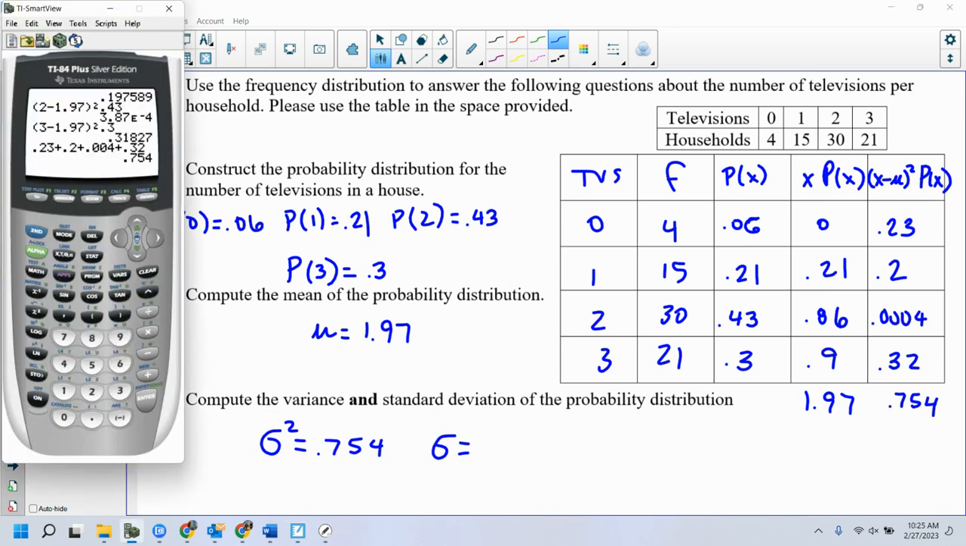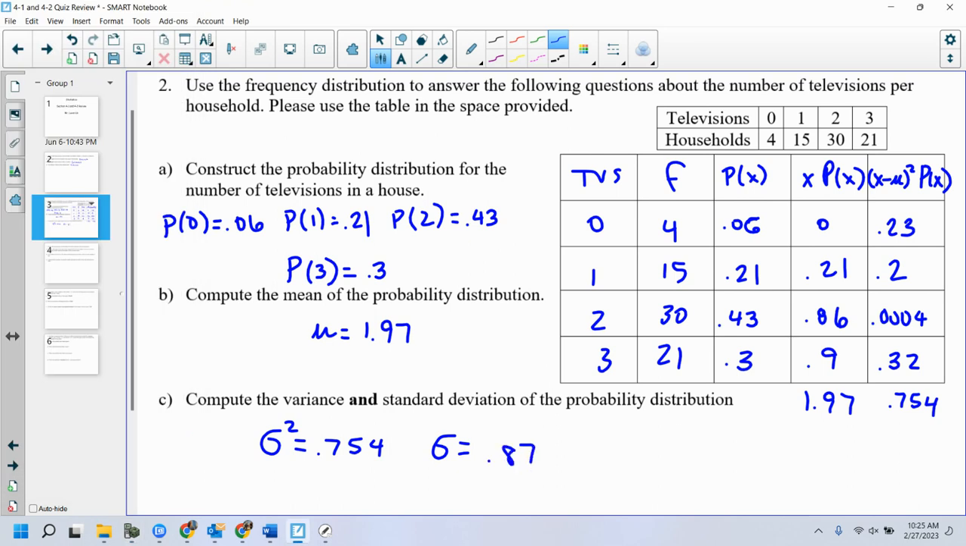So therefore my sigma is 0.868, so 0.87, whatever. I round it to the nearest hundredth. 0.87, there's my standard deviation.